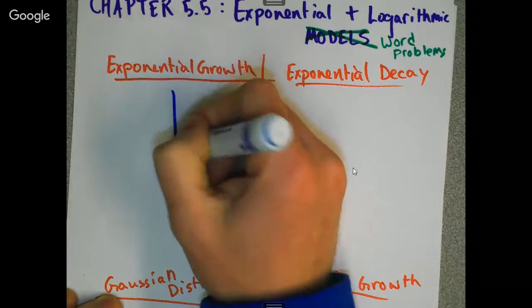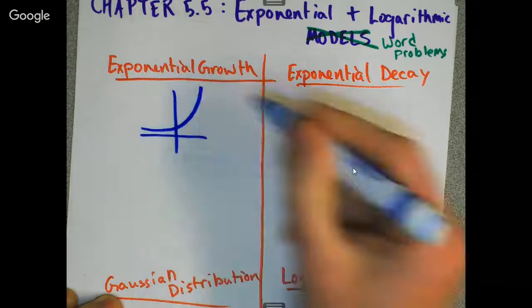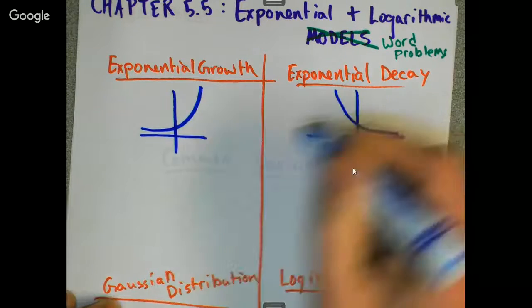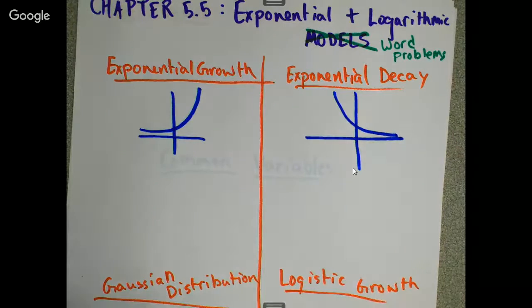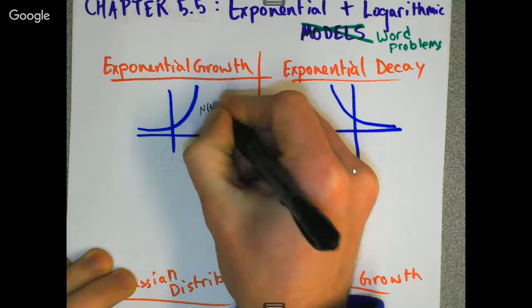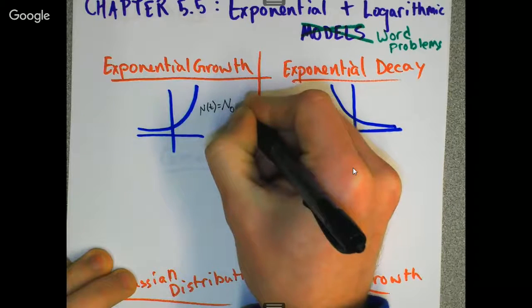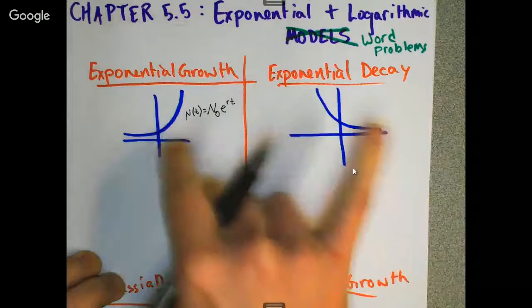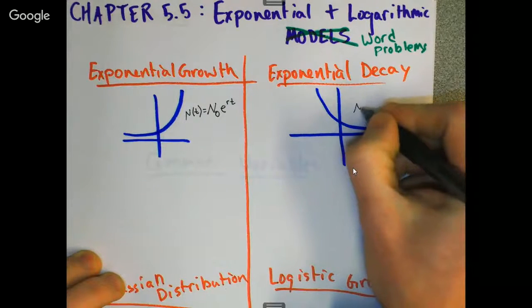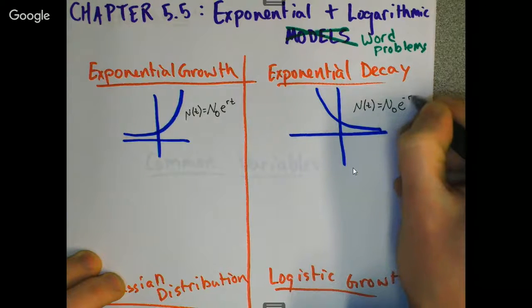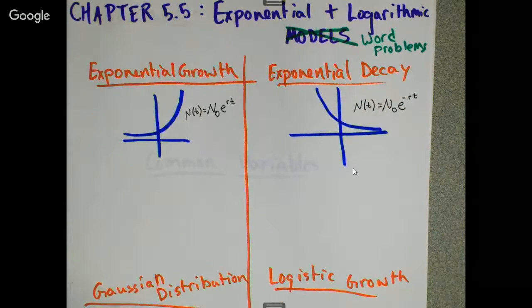So we have their graph, and exponential growth looks like that. And exponential decay is just reflected over the y-axis there. They both have equations. So N of t equals N naught e to the rt. And then this one, since they're just flipped over the y-axis, they look very similar, with the minus rt on that.